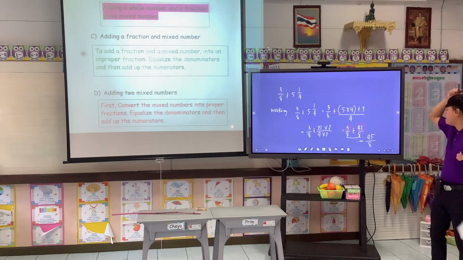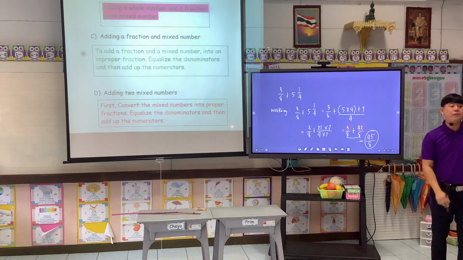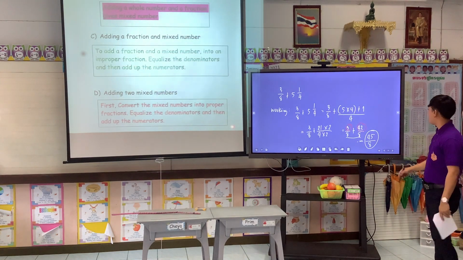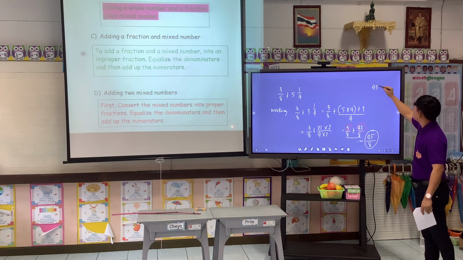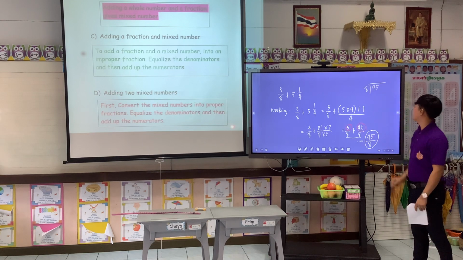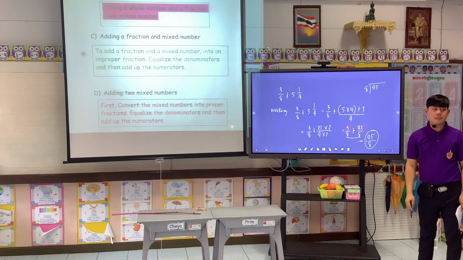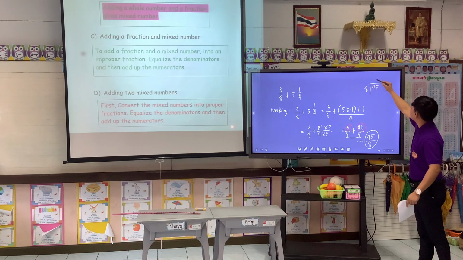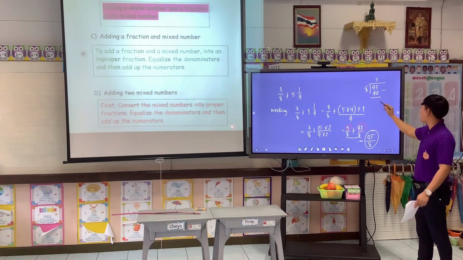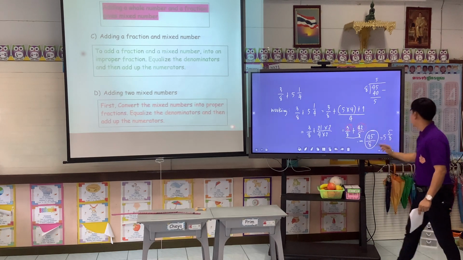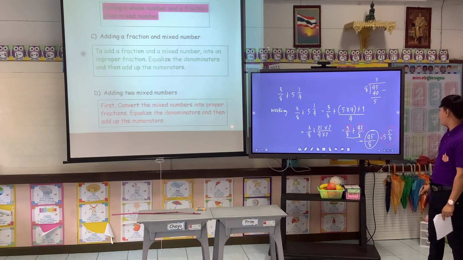Because this is an improper fraction, we need to convert it into a mixed number. So 45 divided by 8. What number is the nearest to 45? 5. 5 times 8 is 40. So 45 minus 40 is 5. So the answer is 5 and 5 over 8.